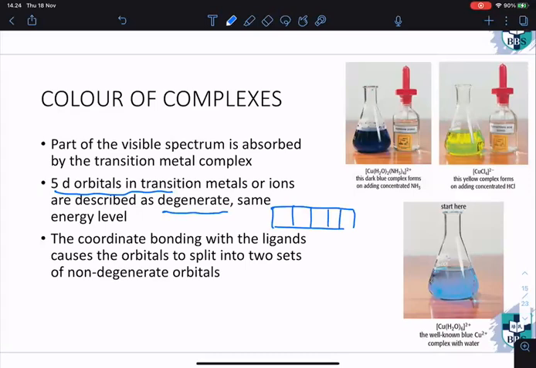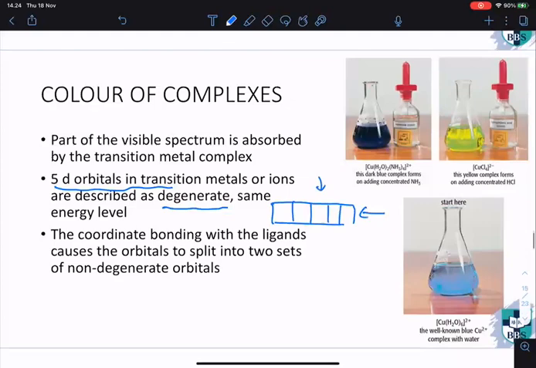But the coordinate bonding with the ligands will cause the orbitals over here to split into 2 sets. Because they split, they are going to form non-degenerate orbitals. If degenerate orbitals mean same energy, non-degenerate orbitals are going to be different energy. I think it's understandable. Why do we have color over here? Because from having one energy level, they are going to have 2 different energy levels. So they are known as non-degenerate orbitals.